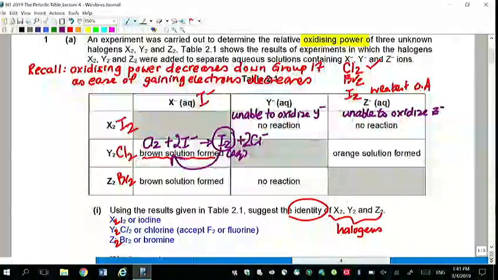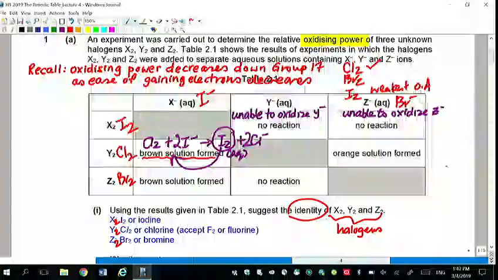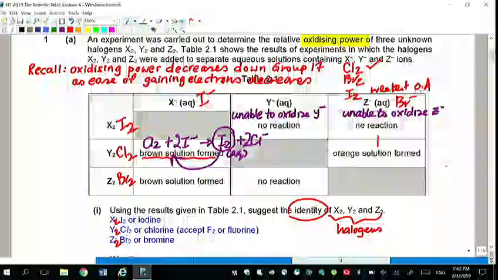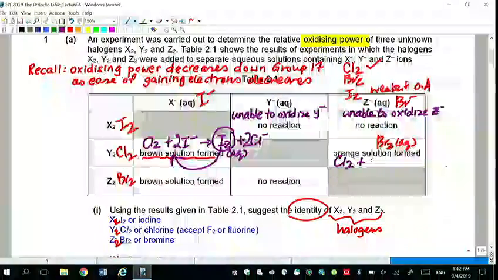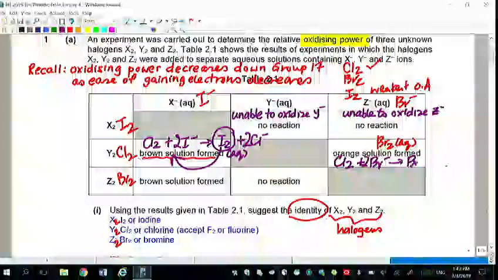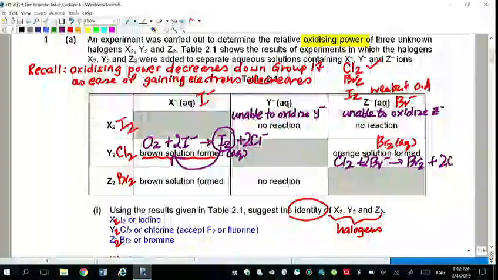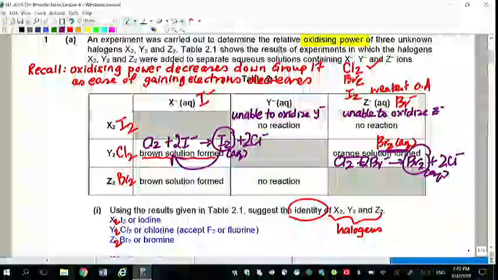Similarly, why is it that when you react chlorine with your bromide ions, where Z minus is actually your bromide ions, you will get an orange solution? The orange is actually due to the presence of aqueous bromine. So I should be able to write out the balanced equation for this as well. Cl2 reacting with your Br minus, 2 moles of it, to give you Br2 plus 2Cl minus. This Br2 is in aqueous solution, hence it is orange.